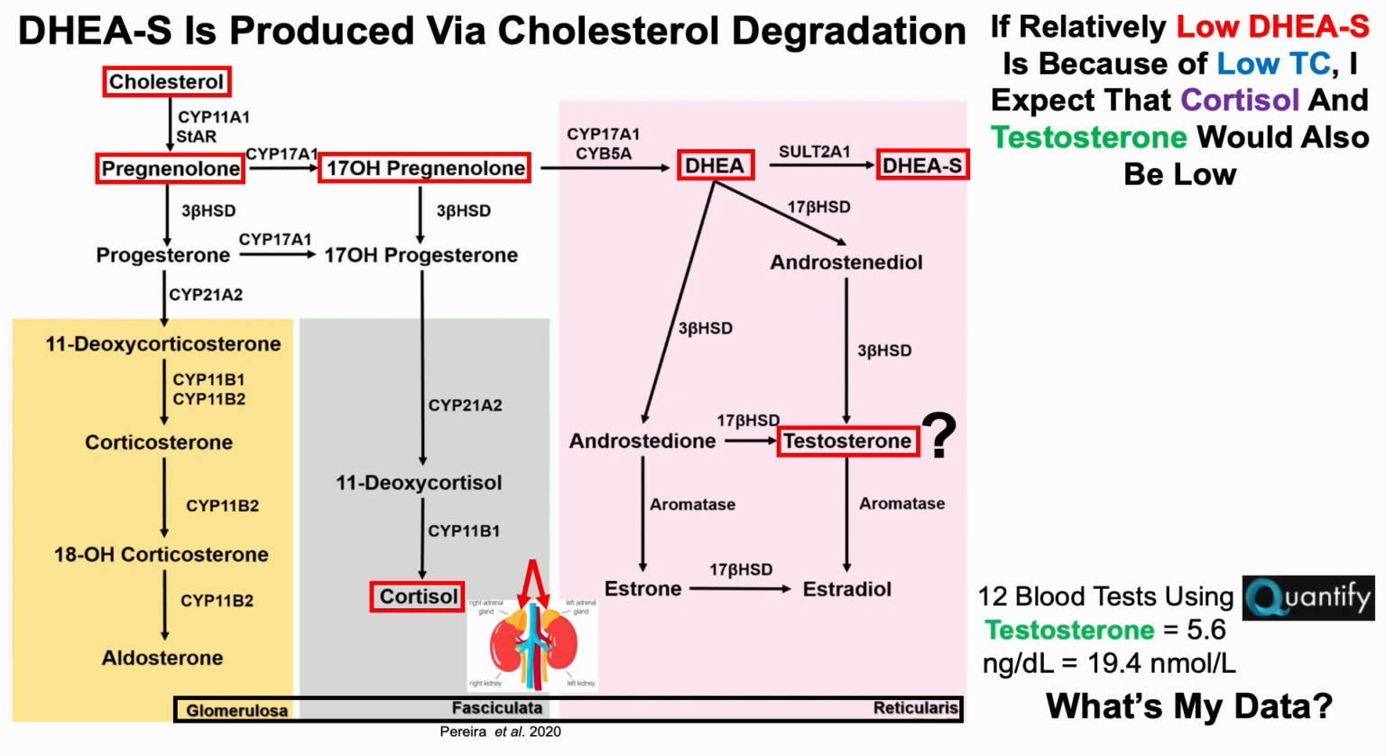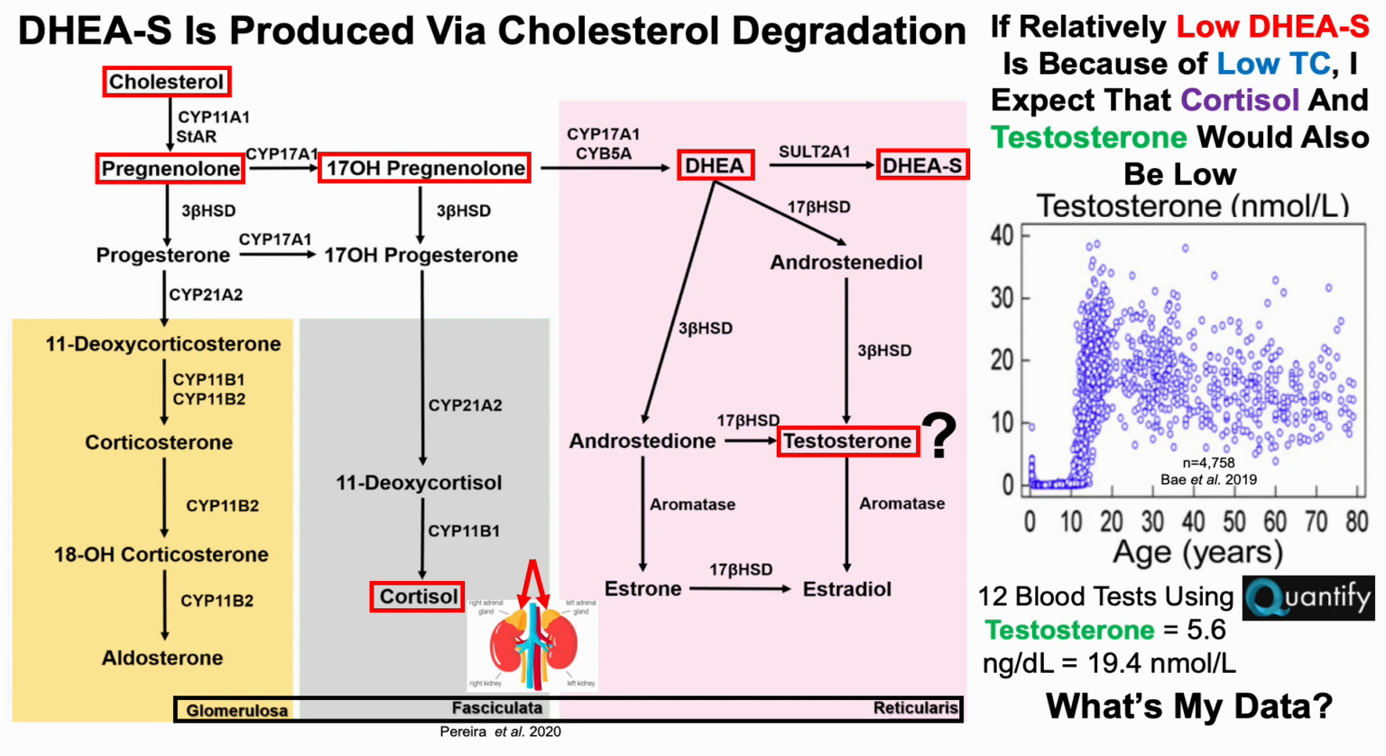Over those 12 blood tests, so at-home blood testing using the company Quantify, my testosterone level is 5.6 nanograms per deciliter. So let's put that into the aging plot as shown there. And the story for testosterone is similar to DHEA sulfate. It peaks around 20 and then declines during aging. And putting my data into perspective, although it's not low based on the overall population, you can see I'm somewhere towards the higher end of the age range for a 50-year-old.